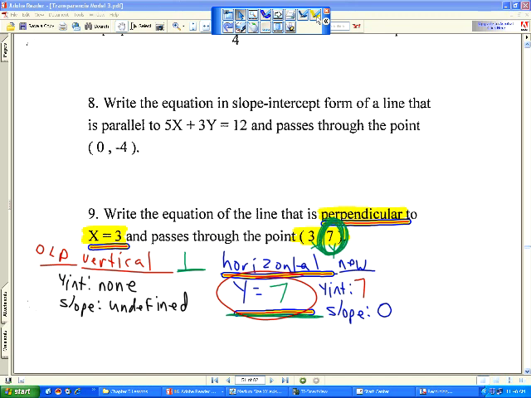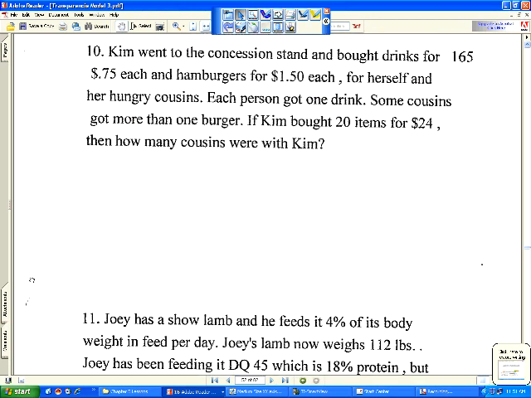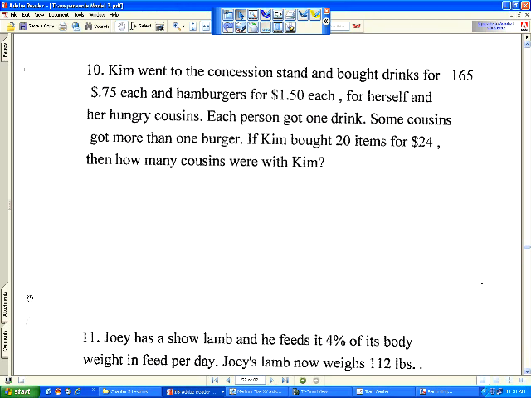All right, number 10. It says, Kim went to the concession stand and bought drinks for 75 cents each and hamburgers for $1.50 for herself and her hungry cousins. Each person got one drink. Some cousins got more than one. If Kim bought 20 items for $24, then how many cousins were with Kim?